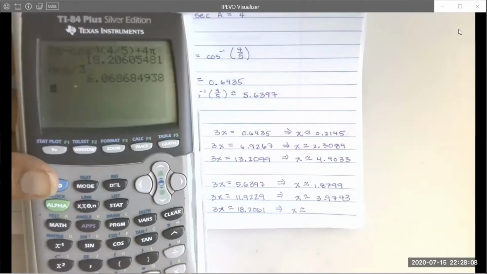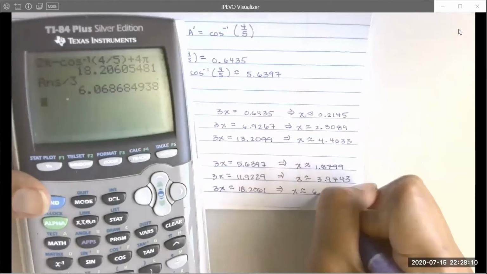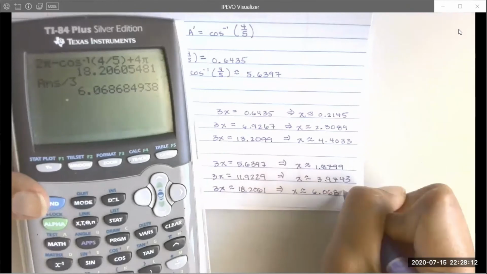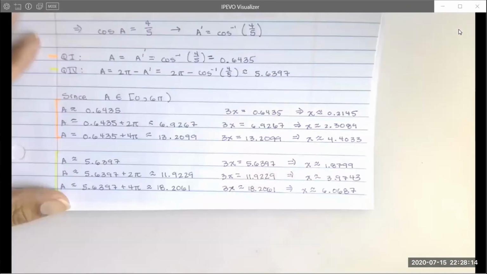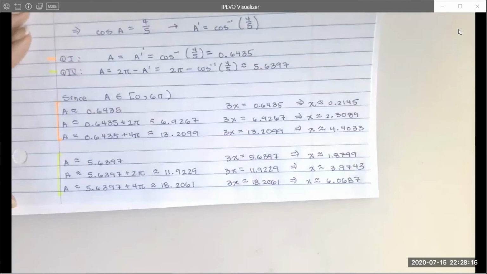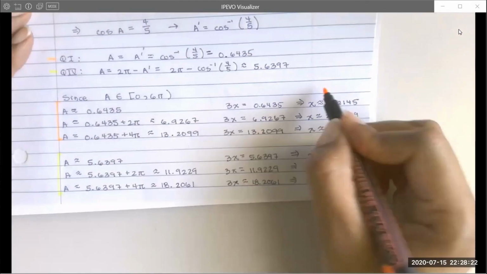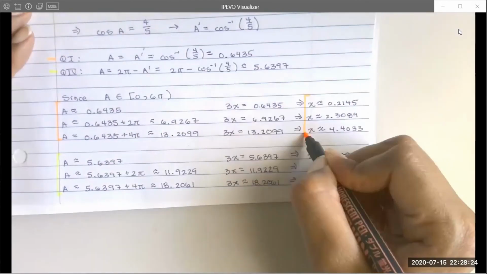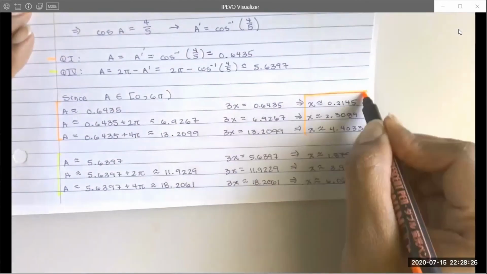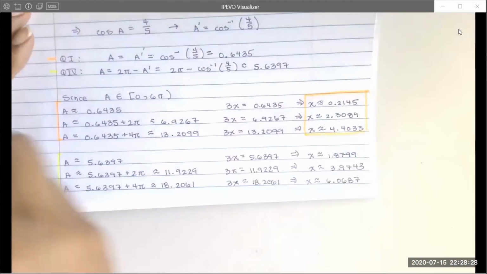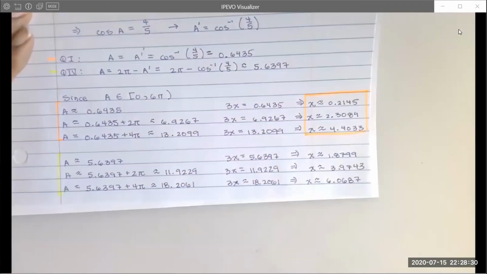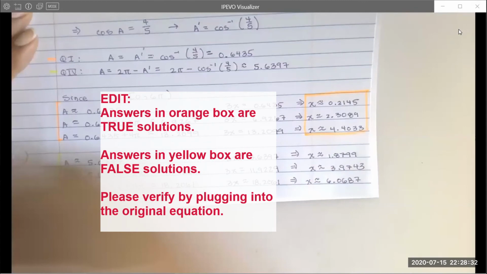We get approximately 6.0687. Phew. Okay, so that's quite a bit of work, quite a few answers. I'm not going to go in and check them, but all of these turn out to be true solutions to the original equation. We can go in and check.